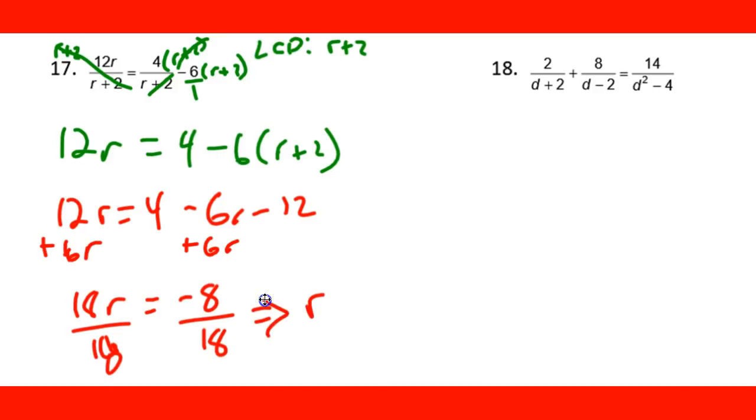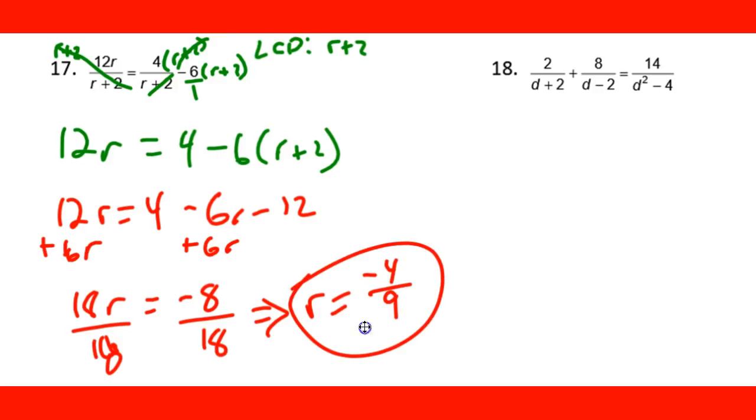So r equals, we're going to reduce that. Negative 8 divided by 2 is negative 4, and 18 divided by 2 is 9. So r equals negative 4 over 9.